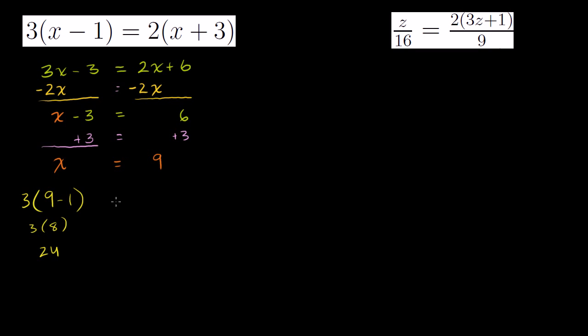What does the right-hand side equal? That is 2 times 9 plus 3. That's 2 times 12, which also equals 24. So it all works out. X is equal to 9.